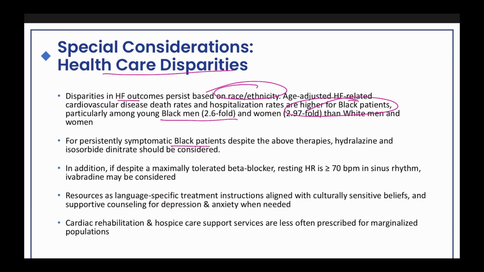In black patients who have persistently symptomatic heart failure, hydralazine and your nitrates help. Okay, remember the isosorbide dinitrate was a second-line drug, those nitrates. But in black patients, if they don't do all the other drugs, you can give them the nitrates and it helps.